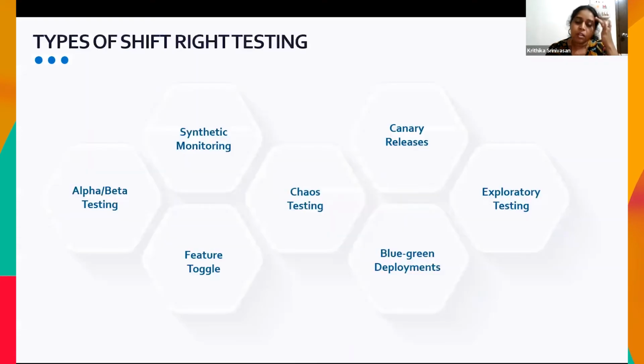There are some popular shift right techniques also, say alpha beta testing, that everybody is aware of. After the product development is complete and it is deployed, it is tested at the customer end and also at the development end.